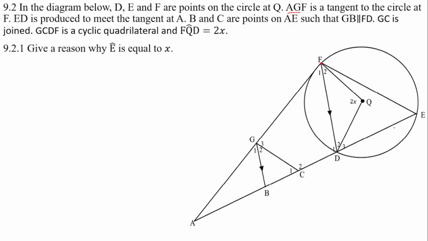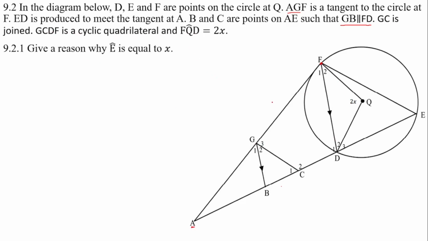ED is produced. This is ED. It means extended to meet the tangent at A. And then B and C are points on AE such that GB is parallel to FD, already indicated there. GC is joined. We have GC there. And then GCDF is a cyclic quad.